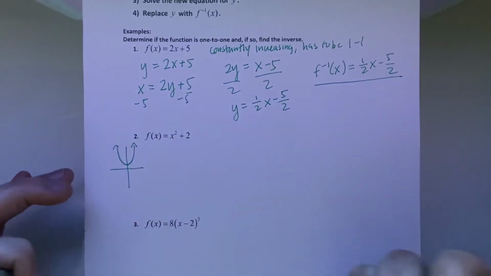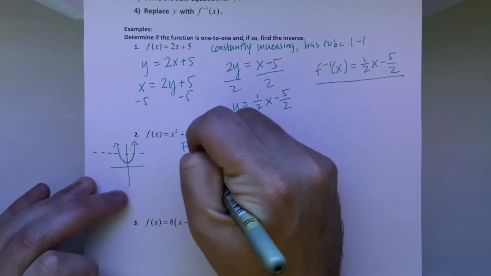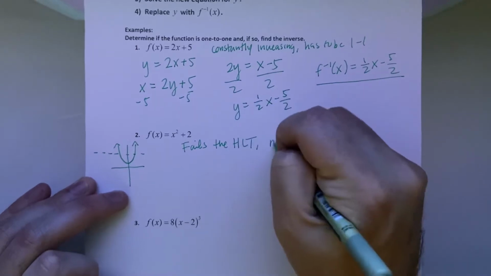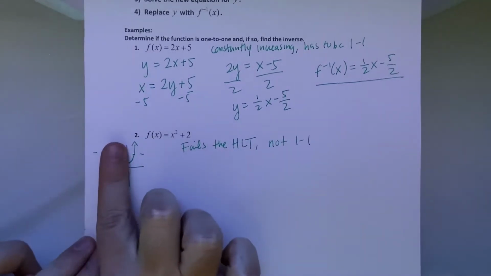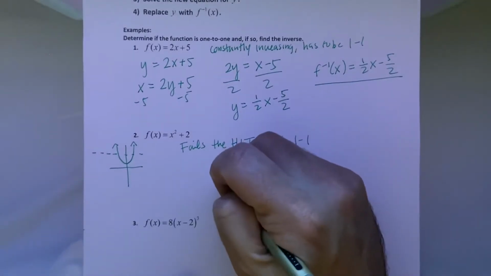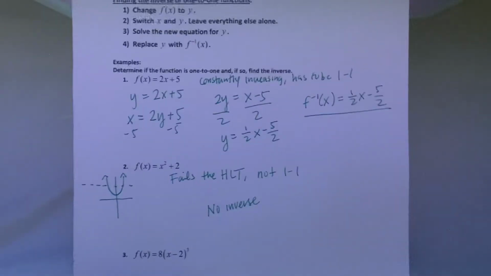Now, if you look at this picture, what you notice is that it fails the horizontal line test, which means that it's not 1-to-1. Functions that are not 1-to-1 do not have inverses that are functions without domain restrictions. For example, if I took only half of x squared, I could do it. But in our case, there is no inverse. No inverse for that combo of domain and range.